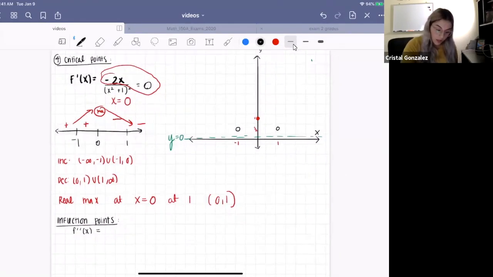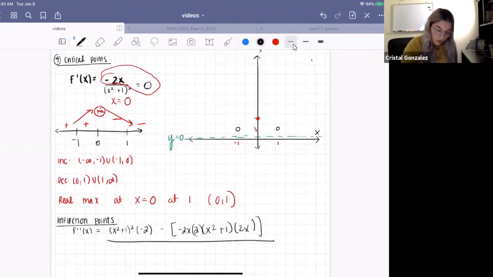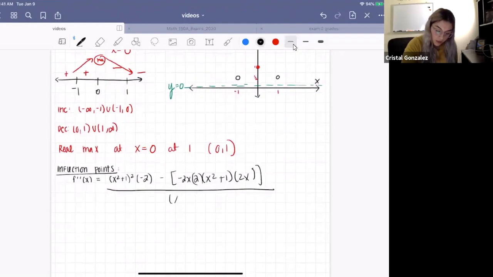And hopefully you leave the denominator alone, take the derivative of the top, minus the top, times the derivative of the bottom, which is 2 times x squared plus 1 times another 2x, all over x squared plus 1 to the 4th power. So hopefully you got that.